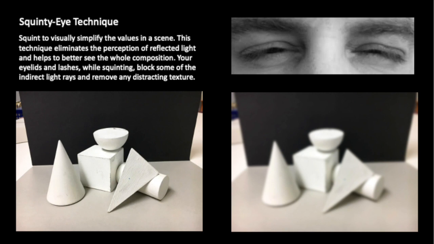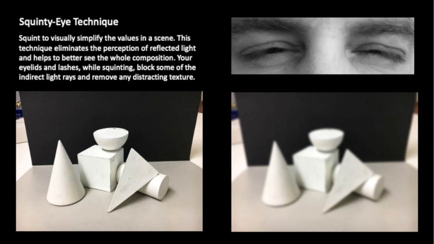see the whole. Your eyelids and lashes block some of the indirect light rays. Squinting reduces the composition to generalizations and basic shapes of form and value. This helps to quickly identify and represent value relationships.